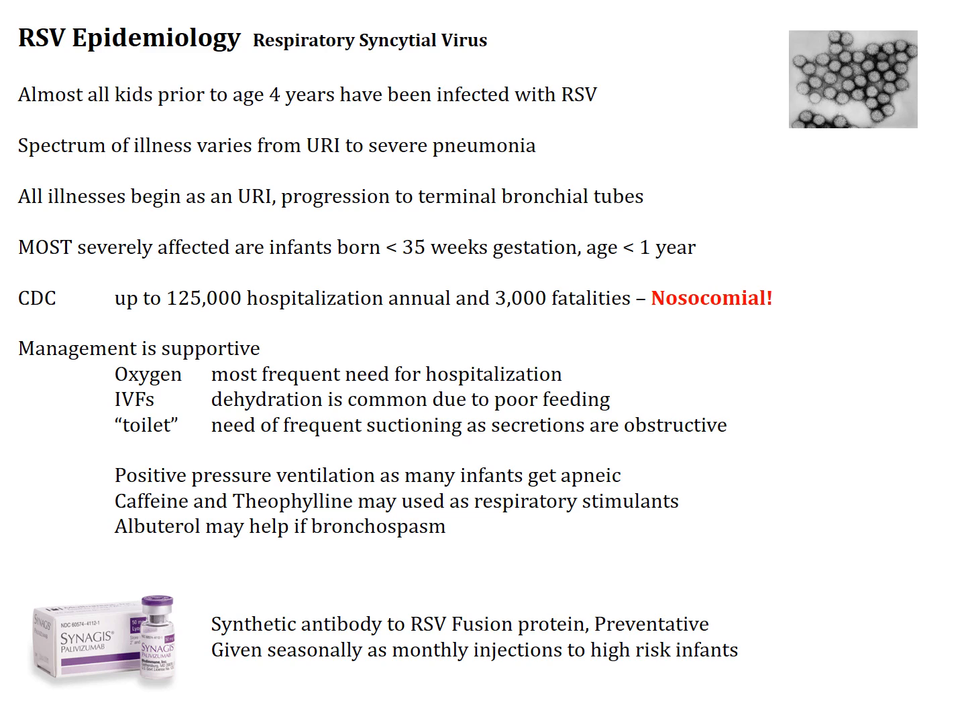RSV almost always starts as a simple upper respiratory infection, a cold, runny nose, fever, coughing. And then it progresses down to the small terminal bronchial tubes, leading to edema, secretion, and bronchial irritation in the bronchial tubes. The most severely affected infants are those who are born preterm, and particularly preterm infants who are still under 1 year of age. Numerous hospitalizations occur every year in the winter due to RSV infection.